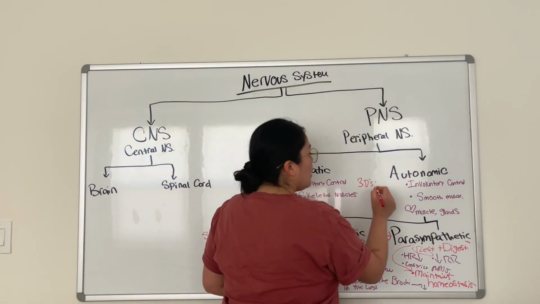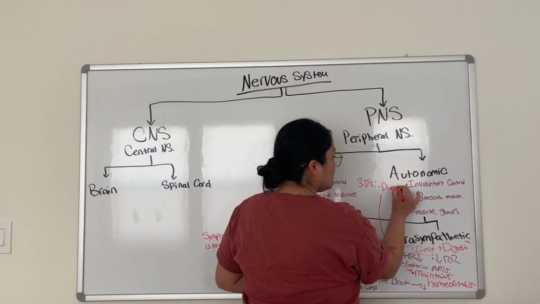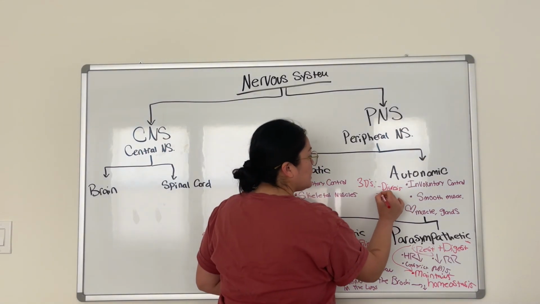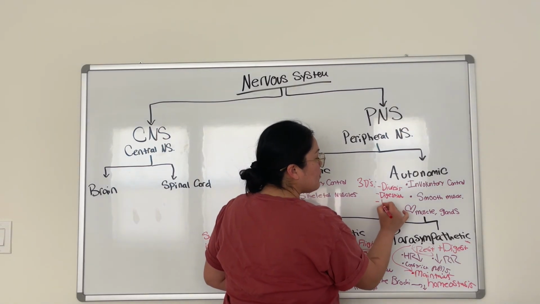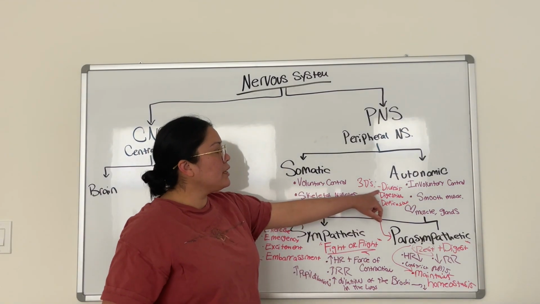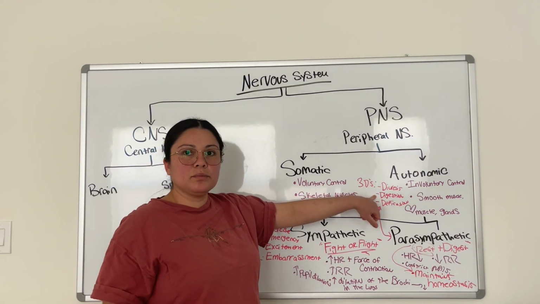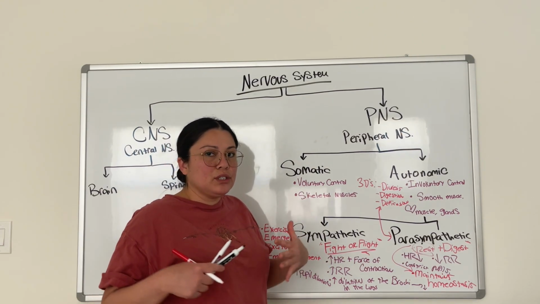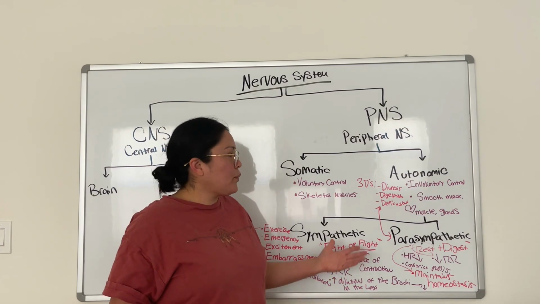Okay, these are diuresis. The second one is digestion. And the third one is defecation. Diuresis means to pee. Digestion just means peristalsis, right? All your food is moving through your digestive system. Defecation is to poo, okay?